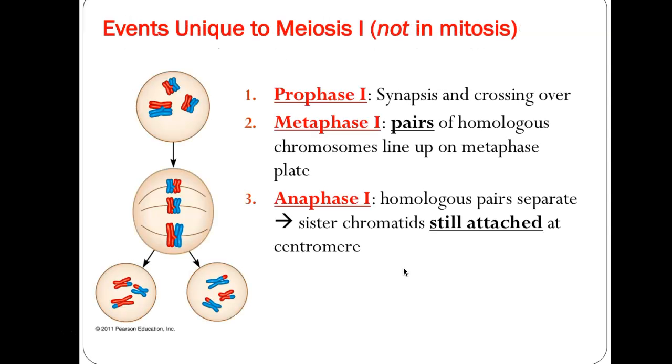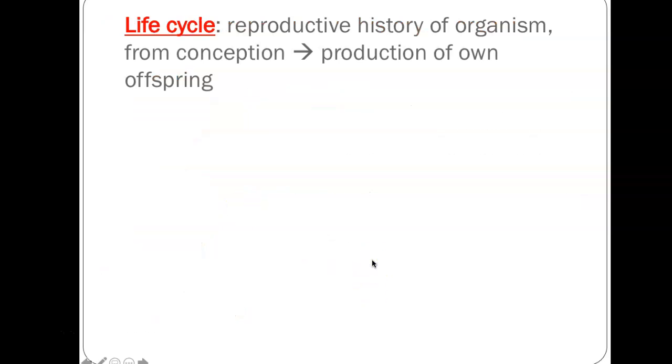And still, the things that were true about mitosis still are here. There's still kinetochores and centromeres and stuff like that. And it's still the same: metaphase is lining up in the middle, anaphase is pulling apart, telophase is the dividing of the nucleus, and cytokinesis is the dividing of the cytoplasm.